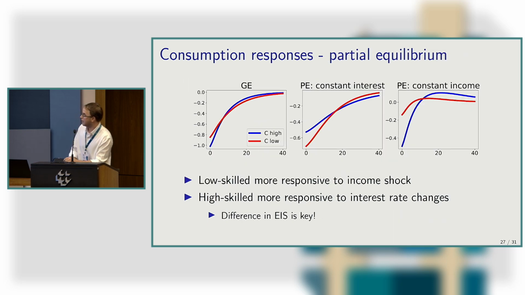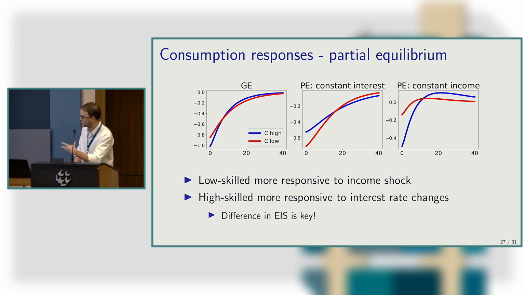So here I'm showing the general equilibrium from 2 slides ago, the partial equilibrium holding constant interest rates in the plot in the center. And on the right, this is another partial equilibrium exercise, but now I'm only changing interest rates. I'm holding income constant. And what you see here is that the consumption of high-skilled households is very responsive to interest rate changes. And this is what generates the result in general equilibrium. The fact that they are more responsive to this endogenous interest rate shock.